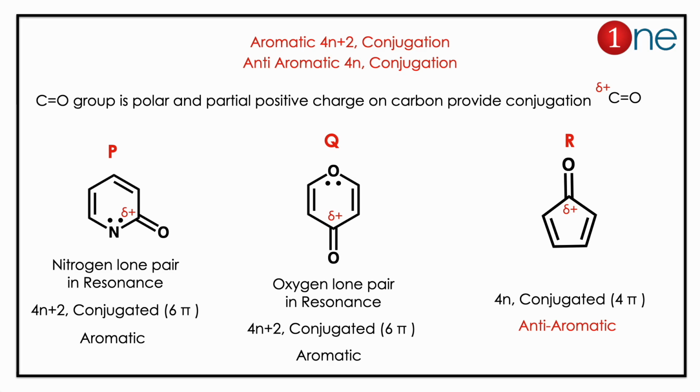If you look at the R, it has 4n electrons, which is 4 pi electrons with conjugation, so definitely a 4n system with conjugation, it is anti-aromatic. The concept you have to learn here is that aromaticity is decided by the Huckel rule.